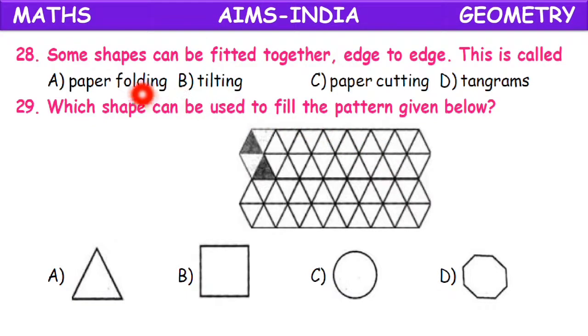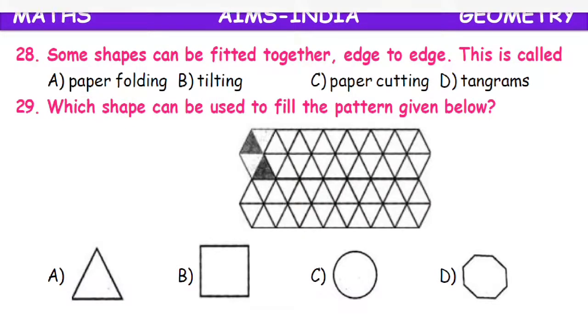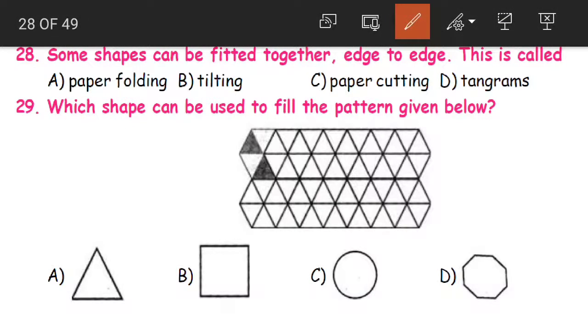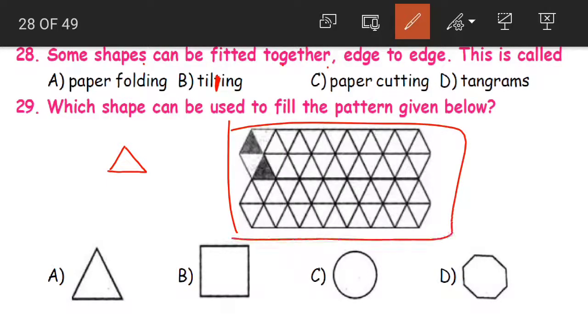Now question 28. Some shapes can be fitted together edge to edge. This is called as option A, paper folding, option B, tiling, option C, paper cutting, and option D, tangrams. So what is the correct answer here? Some shapes can be fitted together. We have learned in our class that, for example, if you look at this figure only here, these shapes are fitted edge to edge.